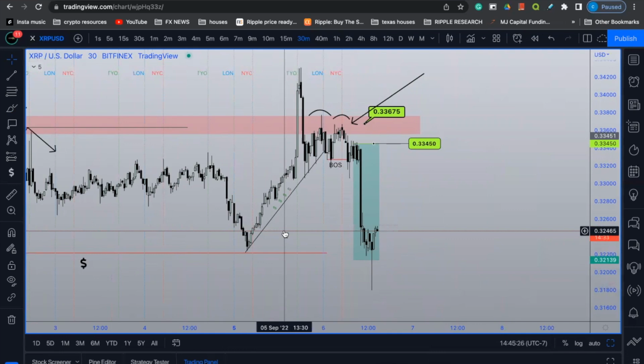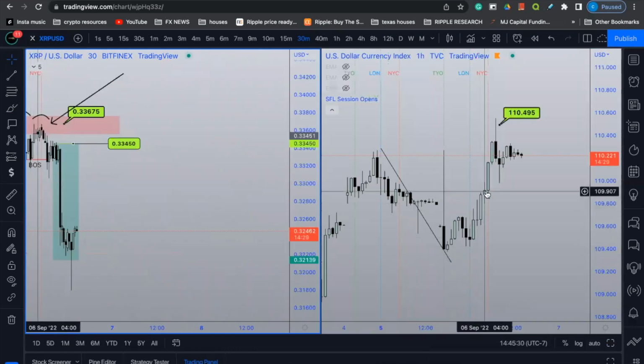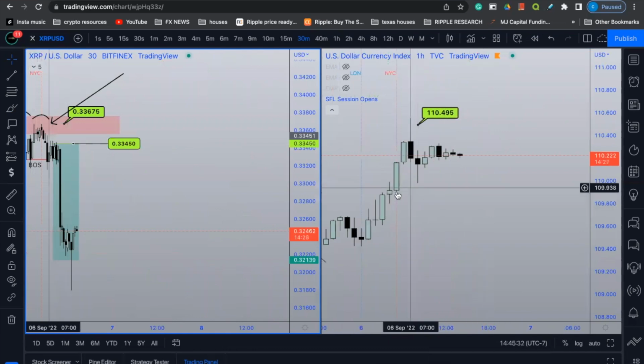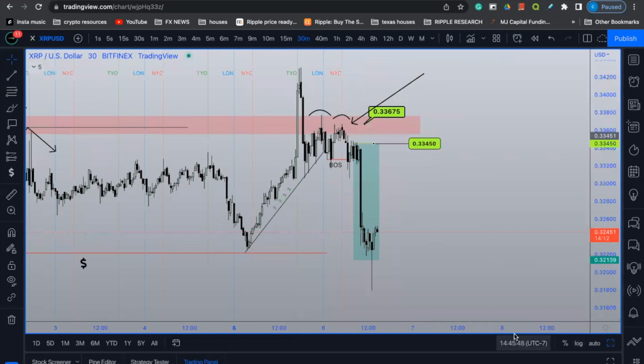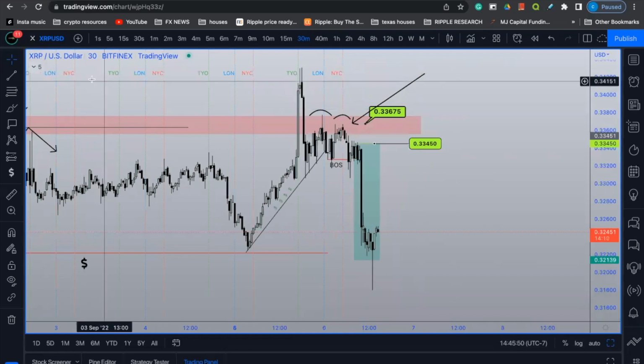I showed you guys how on the DXY at the beginning of New York session, the DXY started picking up strength. You guys can see in this candlestick right here, this is the New York session open at 5 a.m. Pacific Standard Time here in California, and the market on the DXY was bullish. That gives us one confluence to say that if the DXY is bullish, most likely XRP is going to be bearish. Again, because we are trading up against the United States dollar.